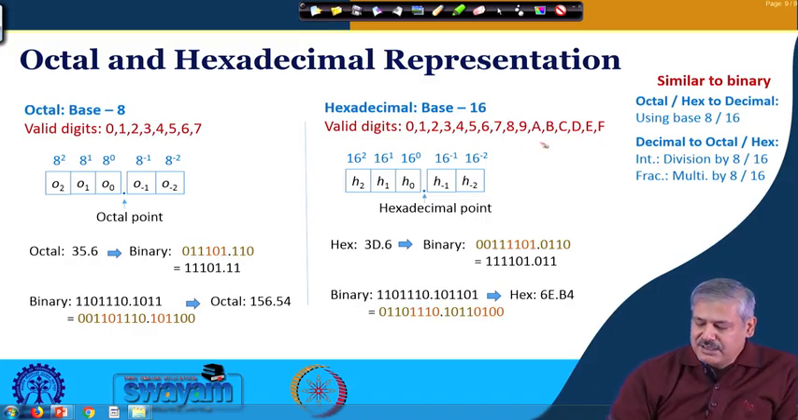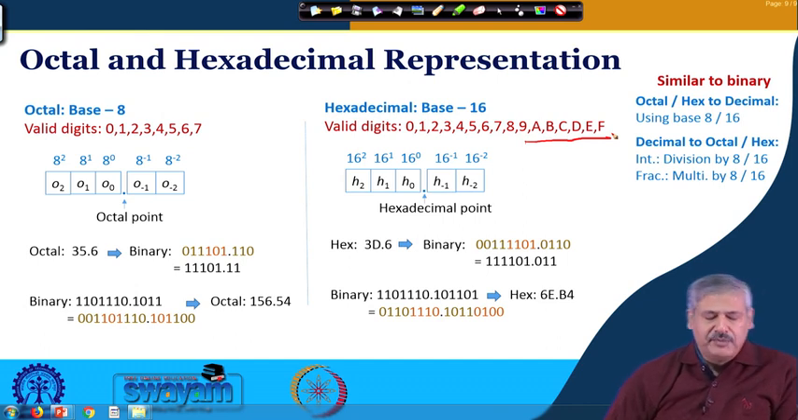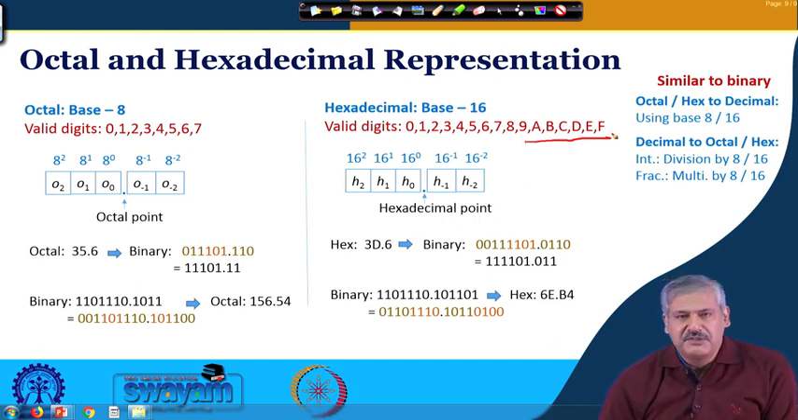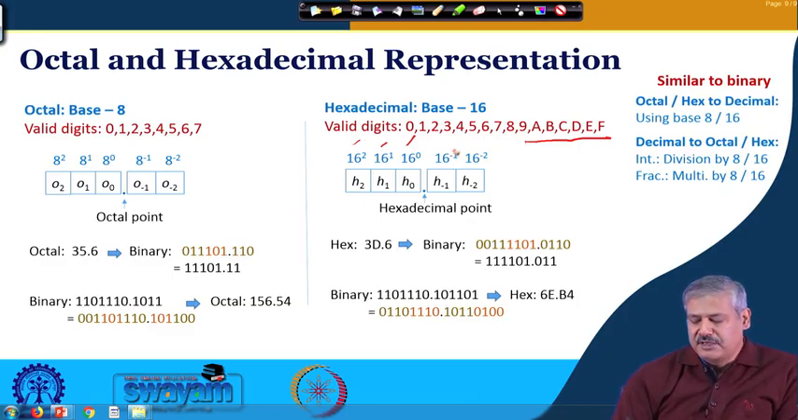So, after that, the capital letters A, B, C, D, E, F are used, which are equivalent to 10, 11, 12, 13, 14 and 15. If you look at the number representation, the weights will be 16 to the power 0 in the units place, 16 in the second place, 16 squared in the third place before the hexadecimal point, and 16 to the power minus 1, 16 to the power minus 2 after the hexadecimal point, and it will go on. And the conversion is similar to the octal system.